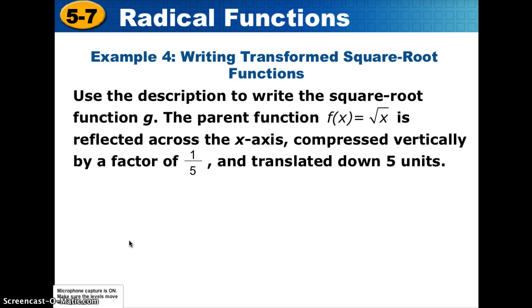In example number 4, what we want to be able to do is write the transformed function based on the description of the transformations. So we're going to start with the parent function f of x is equal to square root x. We're going to reflect it across the x-axis, compress it vertically by a factor of 1/5, and then translate it down 5 units. If you need to go back to the chart, take a look at the chart on page 30 of your notes, and use that to help you write the function rule for g of x. Turn the video back on when you're ready to check your answer.